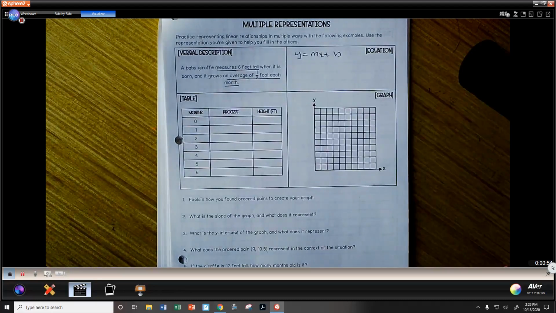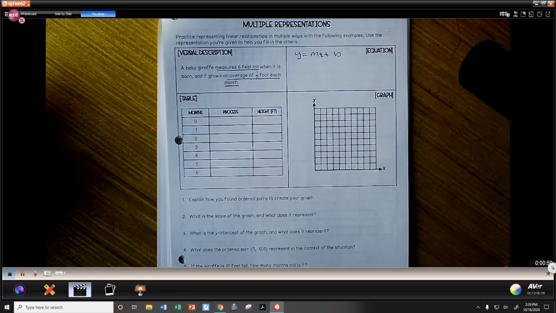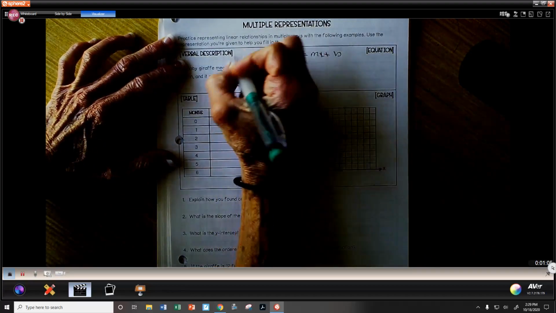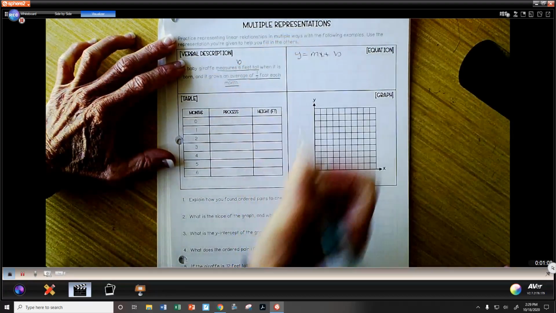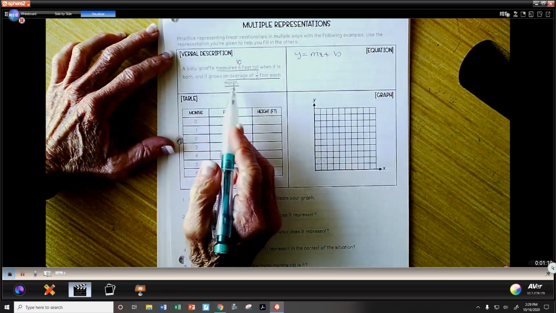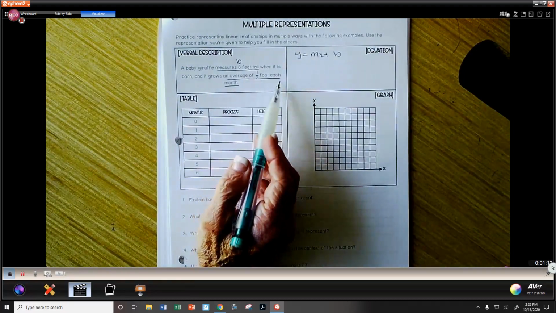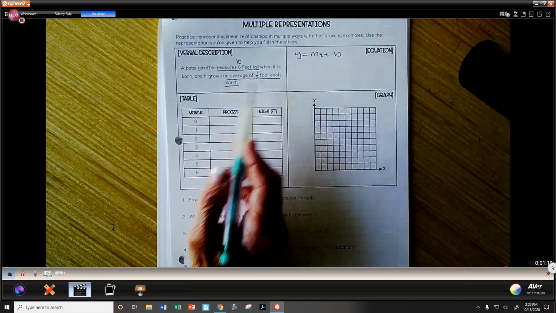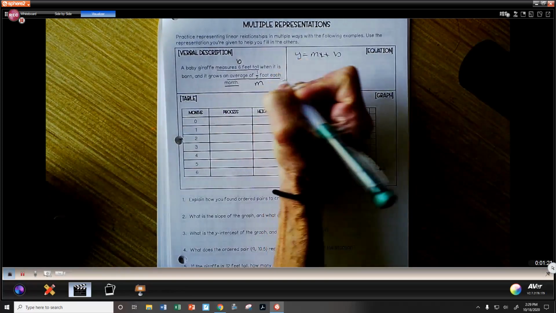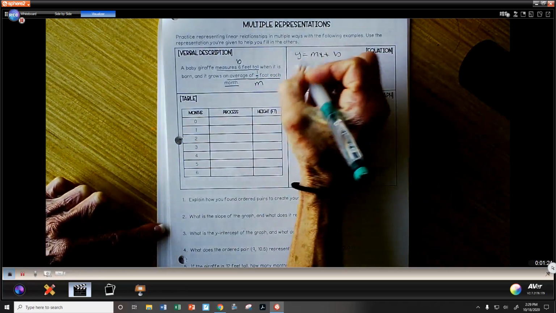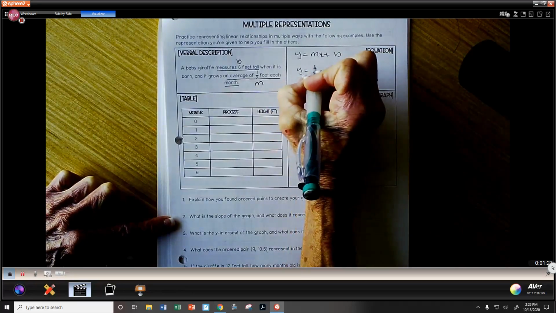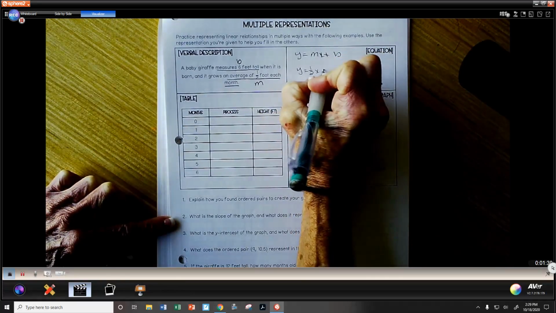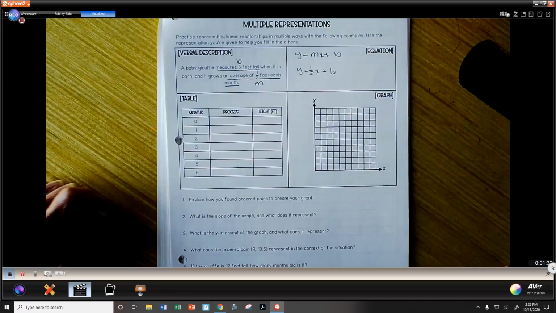Your y-intercept is your starting point. So when the baby giraffe was born, how tall was he? Hopefully you just said 6 feet. So this would be our starting point. That's b. And it grows an average of a half foot each month. So that would be your slope, or your rate of change. Now I can write my equation: y equals 1/2 x plus 6.